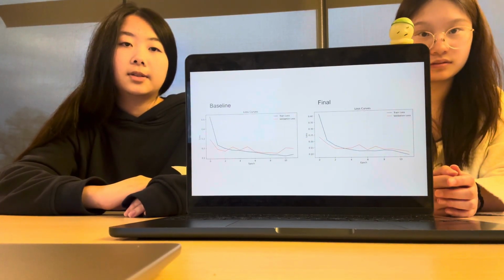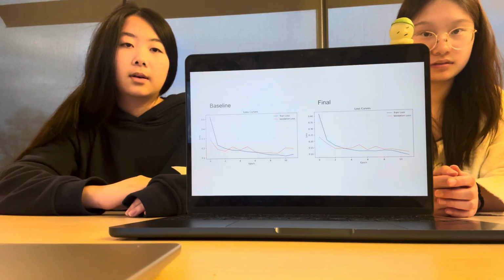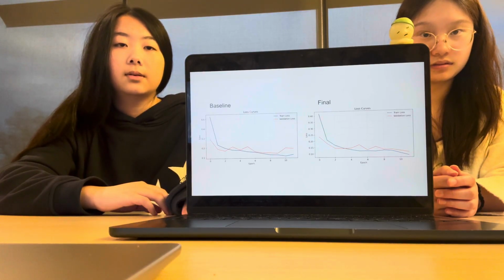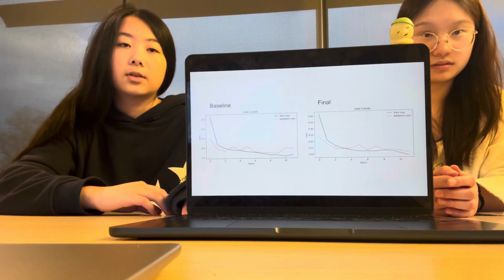And you can see pretty much the same situation in our loss curves. On the left is our baseline, and on the right is our final. And over here, the gap is pretty much non-existent, and also the numbers themselves are lower for the loss.